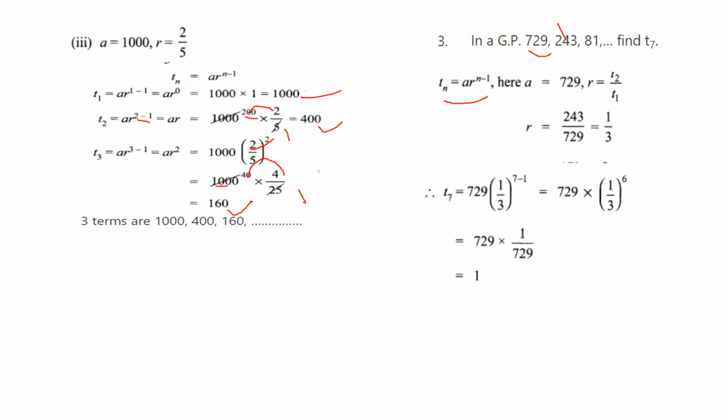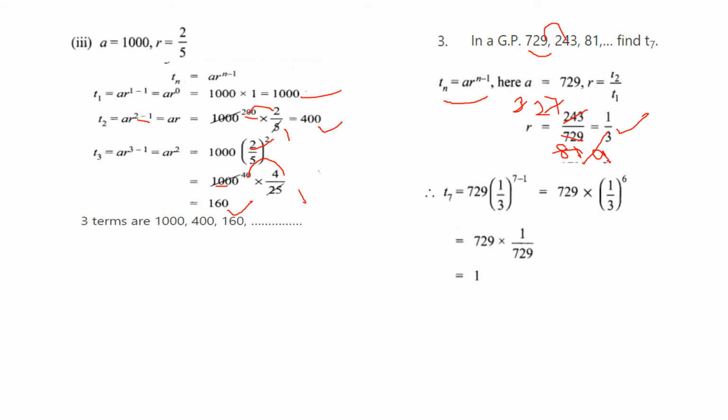T2 by T1, that is 243 by 729. So you cancel with 9 table. 9 table means 2 9s are 18, 7 9s are 63, 8 9s are 72, 1. Again you cancel it, 9 table. 3 9s are 27, 9 9s are 81. 1 3 is 3, 3 3s are 9. Therefore we get 1 by 3. So R equal to 1 by 3.